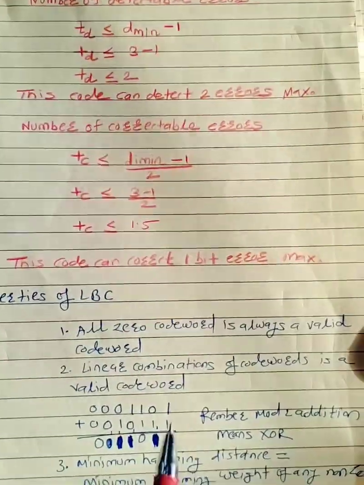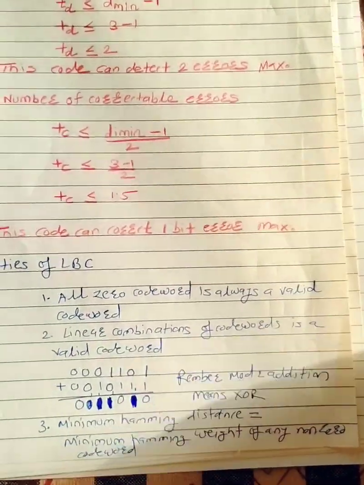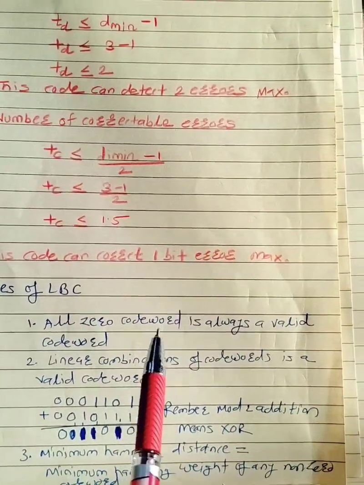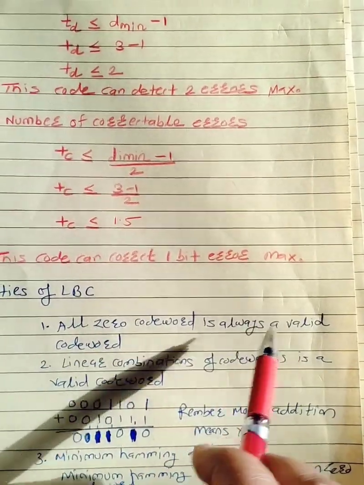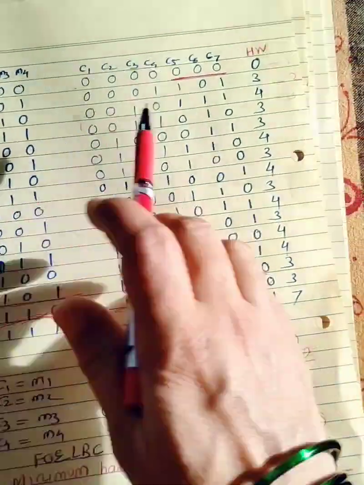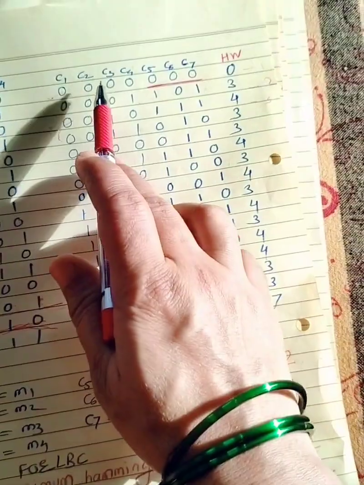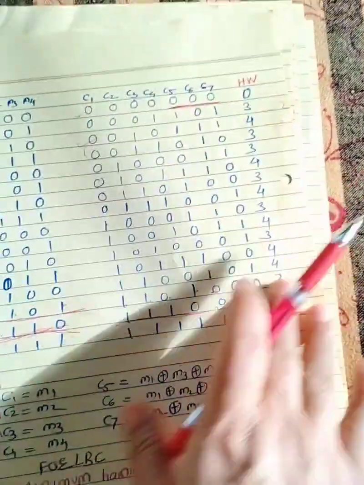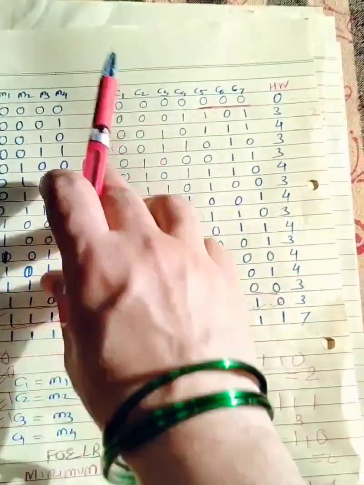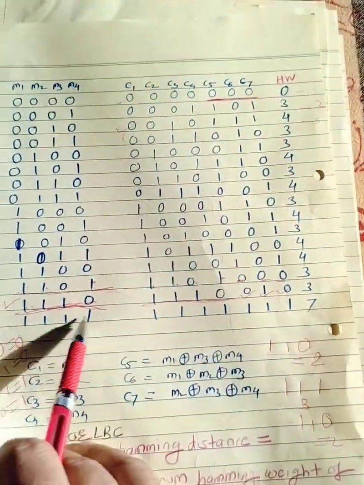That is the definition of a linear code: a linear combination of code words is a valid code word, and the all-zero code word is always a valid code word. So always in this table you will get the all-zero code word. This table is nothing but a code, and you will always get an all-zero code word.